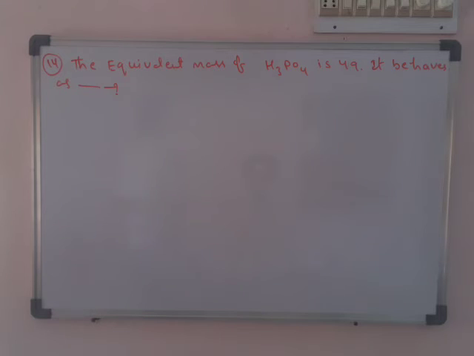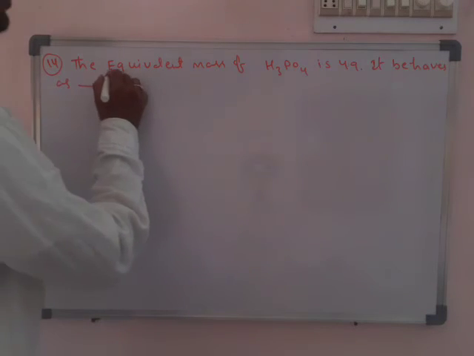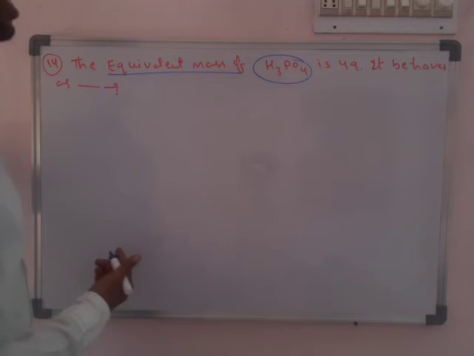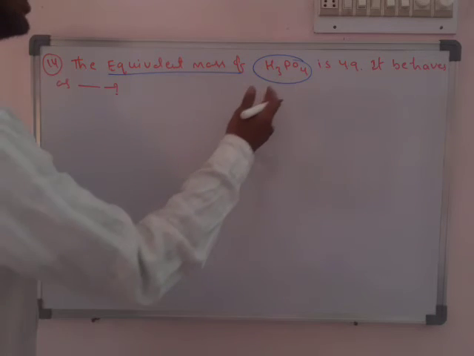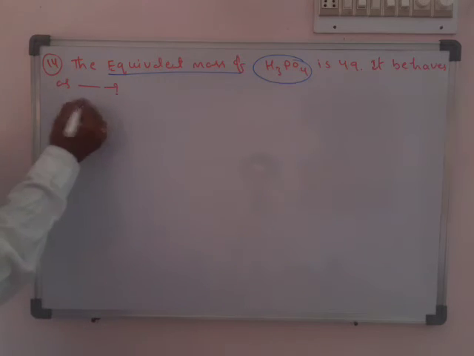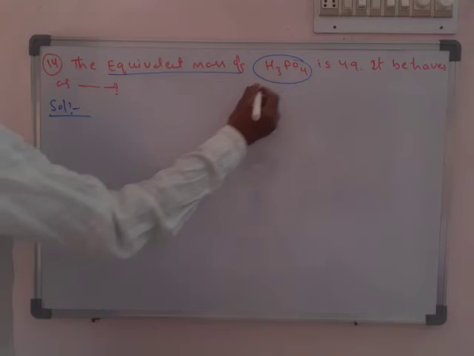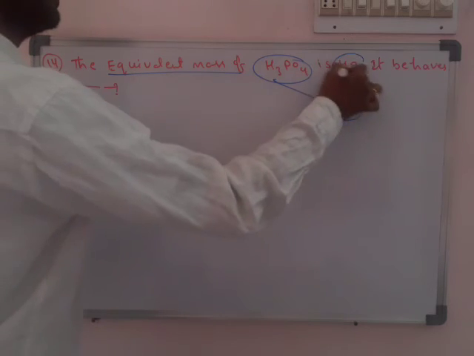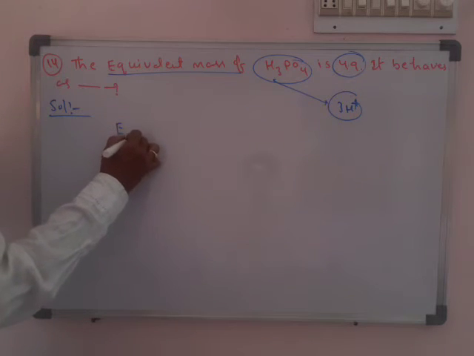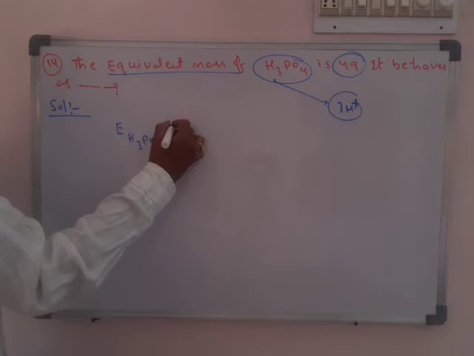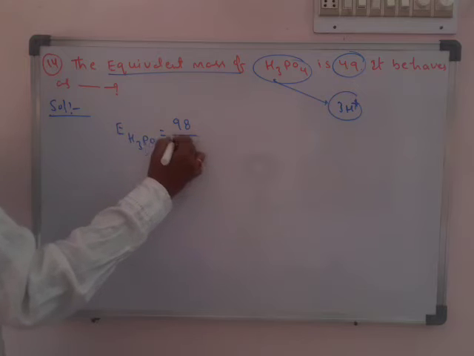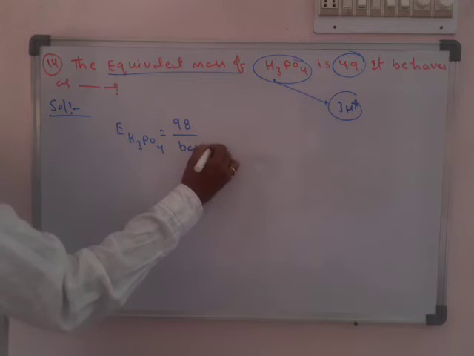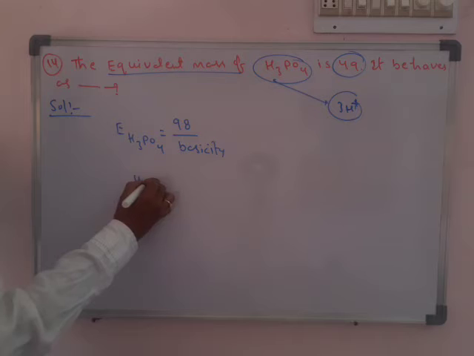Okay, see, it's the 14th in the worksheet. The equivalent mass of phosphoric acid, H3PO4, is given as 49. How it behaves, means we have to know about its basicity. Generally its basicity is how many H plus ions H3PO4 is able to release, which is 3. Means generally its basicity equals 3. But here separately it is given, its equivalent weight is equal to 49. So equivalent weight of H3PO4 is given 49, means what is the molecular weight? 98 divided by basicity. Generally for an acid we write it as basicity. So the equivalent value is given exactly 49.